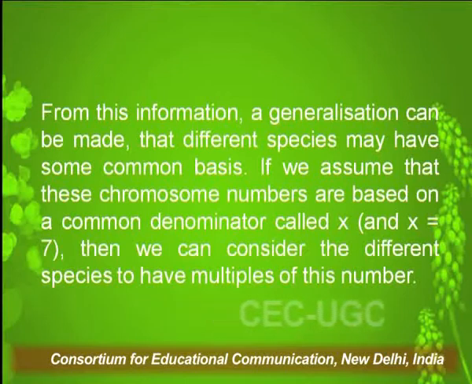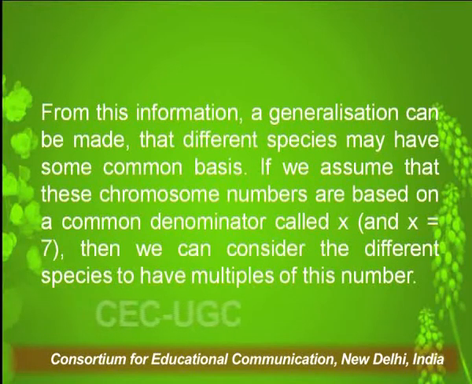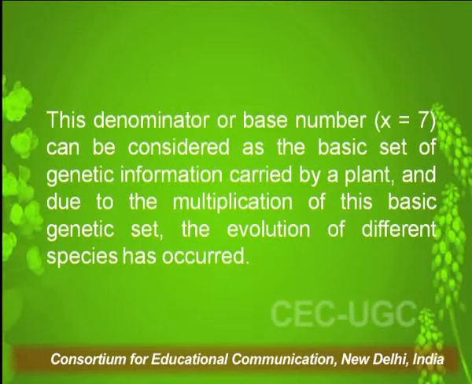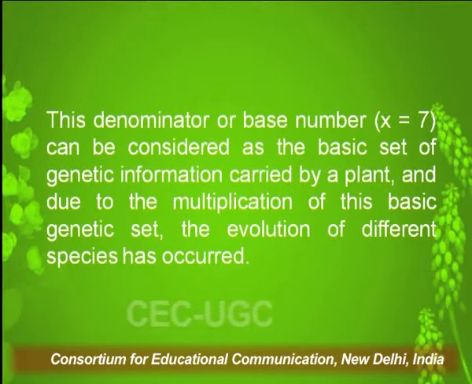Now, if we assume that these chromosome numbers are based on a common denominator called x, where x is equivalent to 7, then we can consider the different species to have multiples of this number. The base number 7 can be considered as the basic set of genetic information carried by a plant, and due to the multiplication of this basic genetic set, the evolution of different species has occurred.